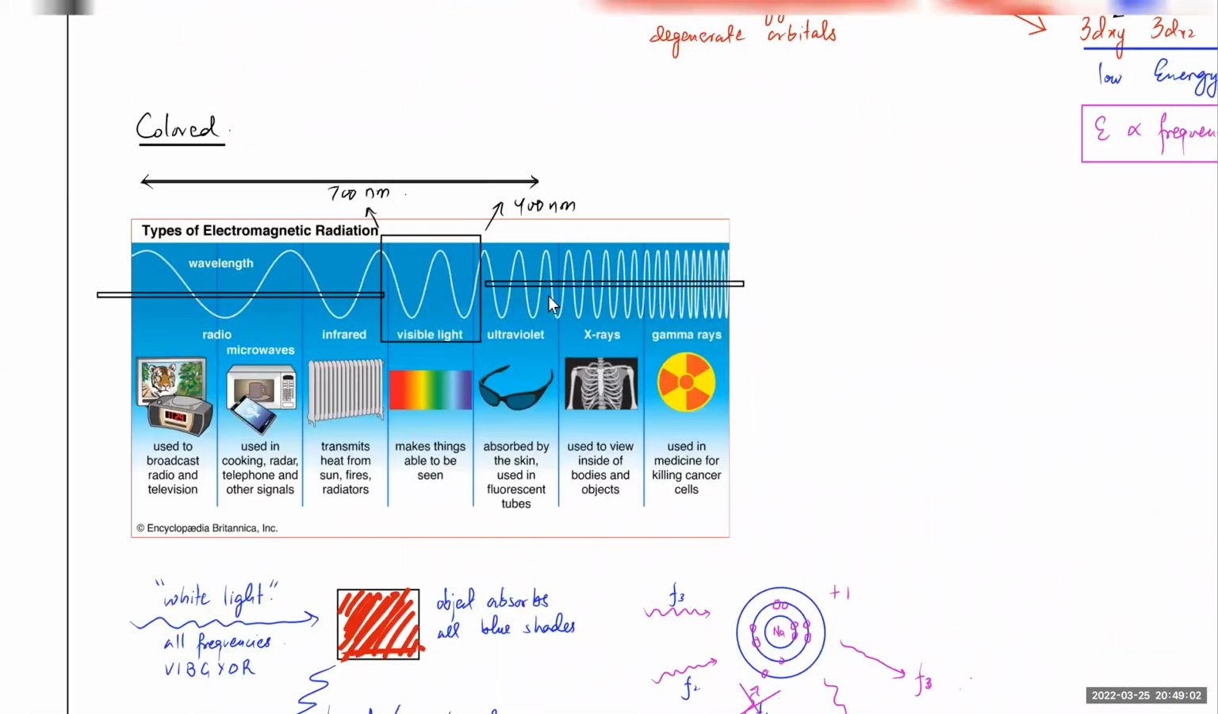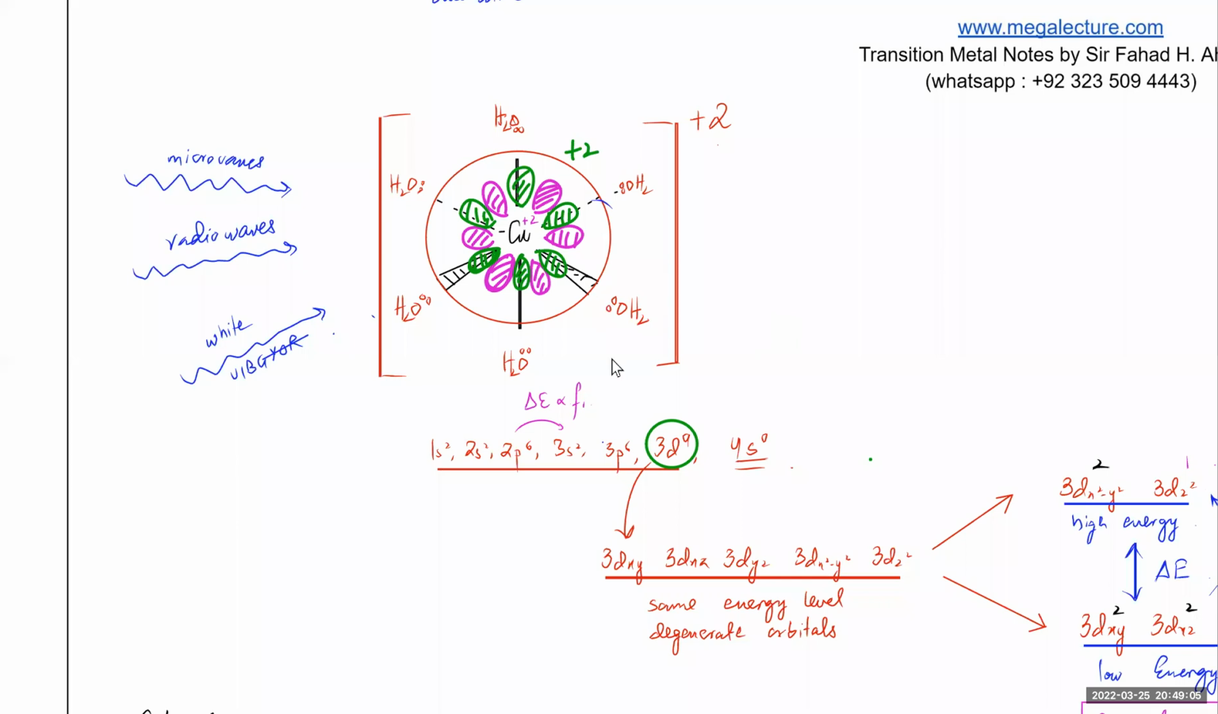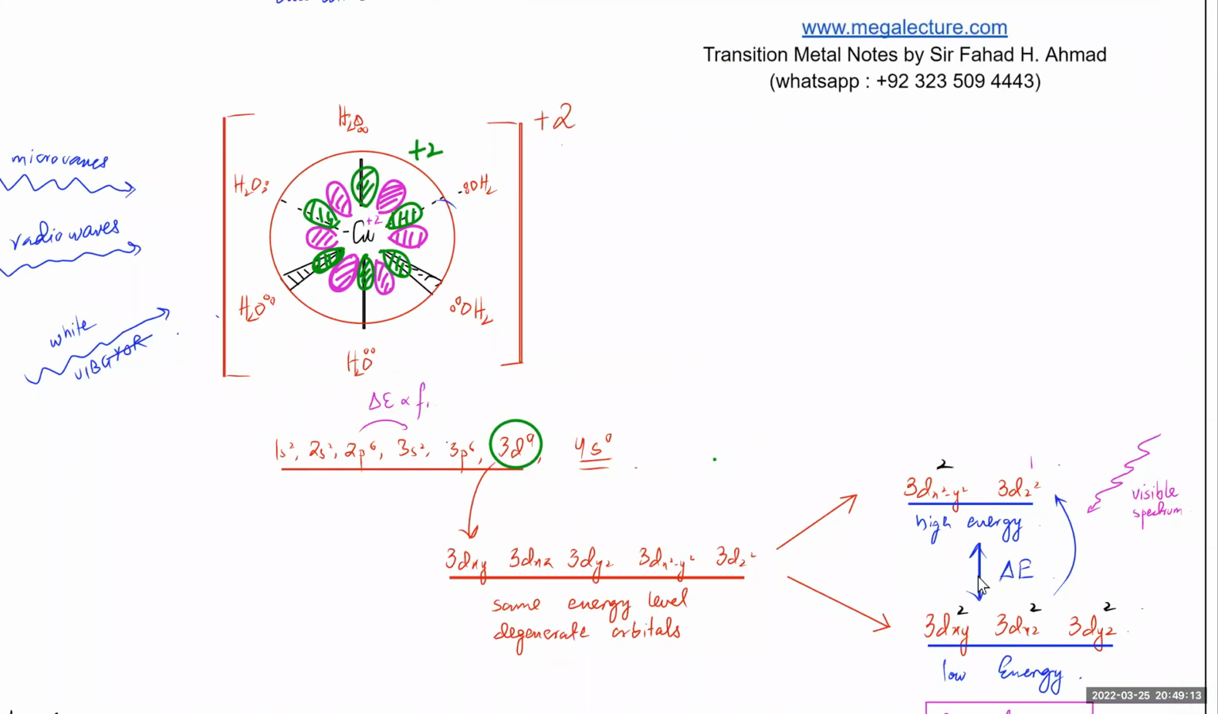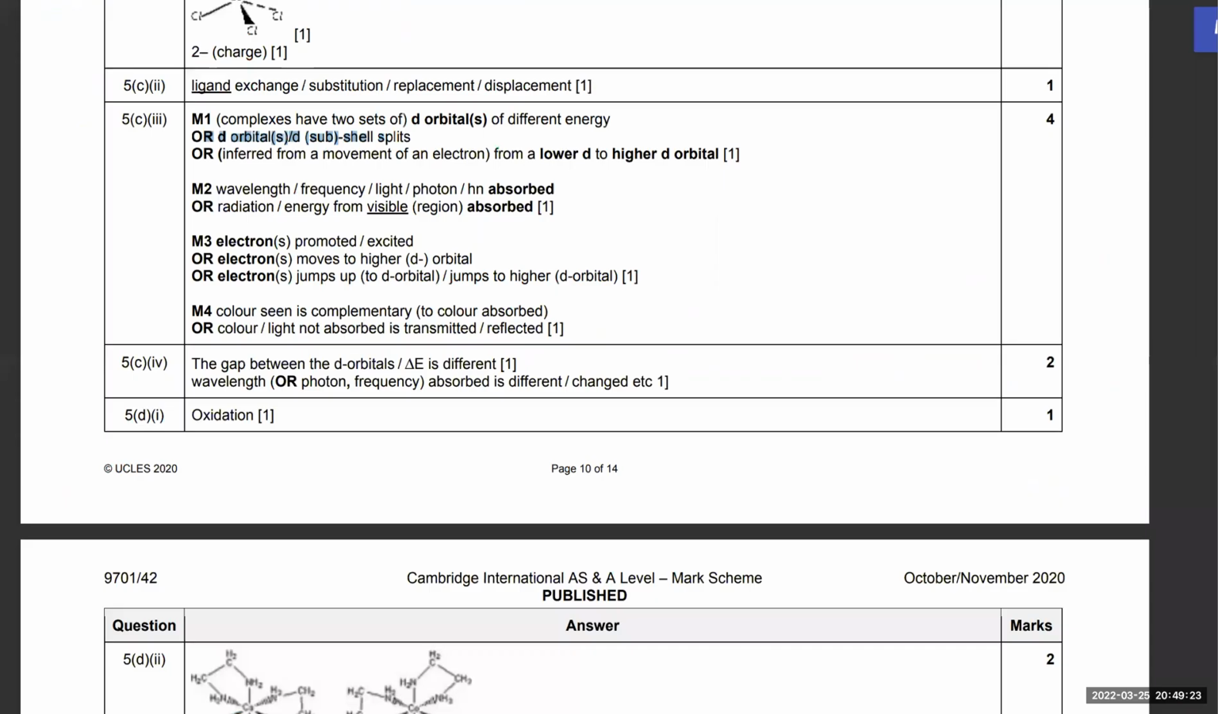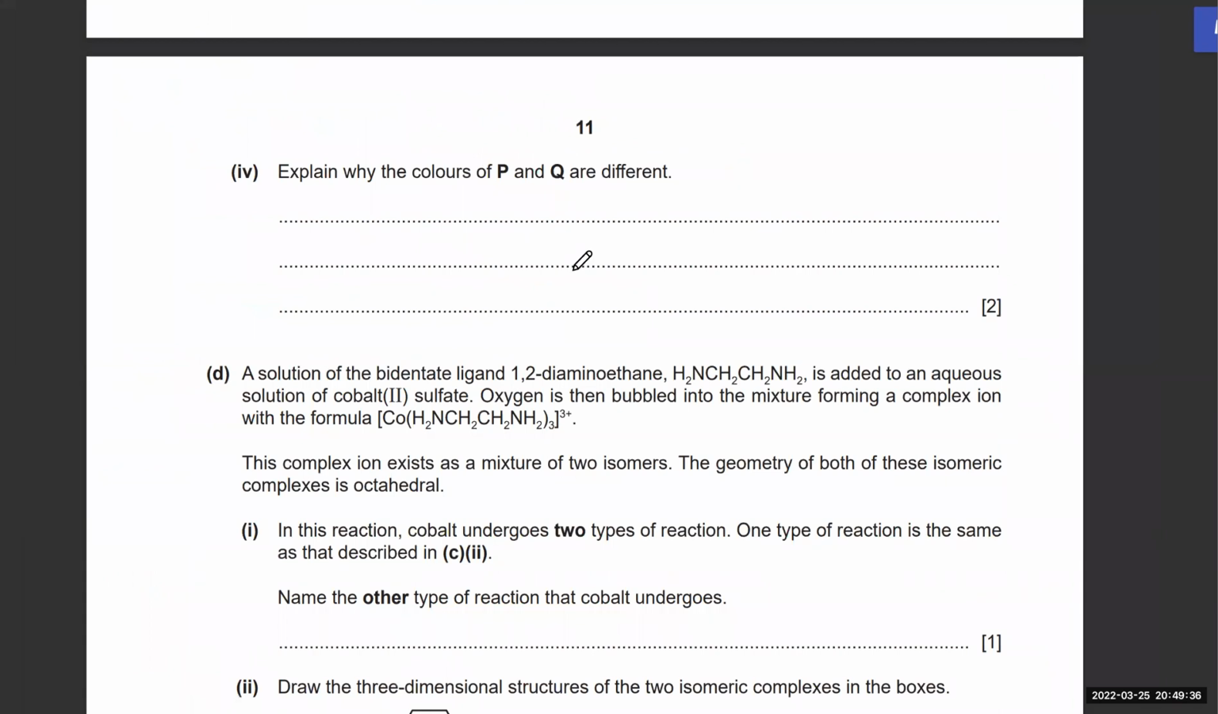Like if I change the ligand, the amount of repulsion that another ligand's lone pair would create would be different. So the energy gap that would be created would be different. If the energy gap is different, a different frequency would be absorbed. So instead of orange being absorbed, it might absorb blue. So the answer to that is that the delta E is different, so a different frequency is going to be absorbed. You always get these two typical questions on this.